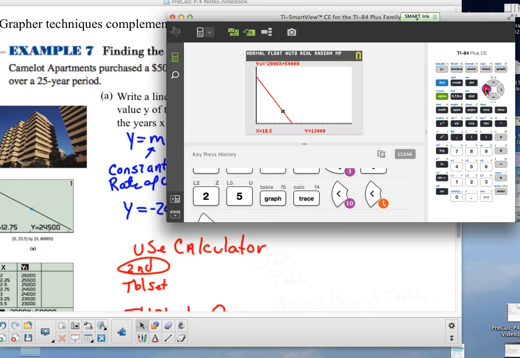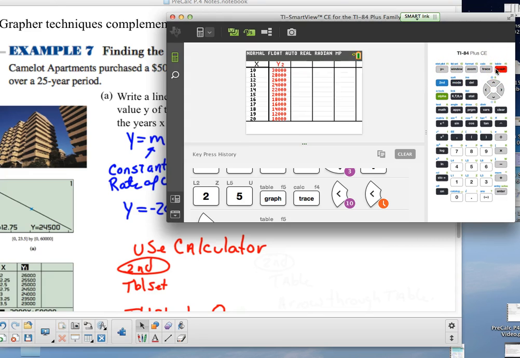We're going to bring it back, and there we are. And now I'm looking at this, my trace-wise. Now we got 13, 12.5, 12. It's not exact, but if I want, I can bring up my table. So I can go second table, okay?